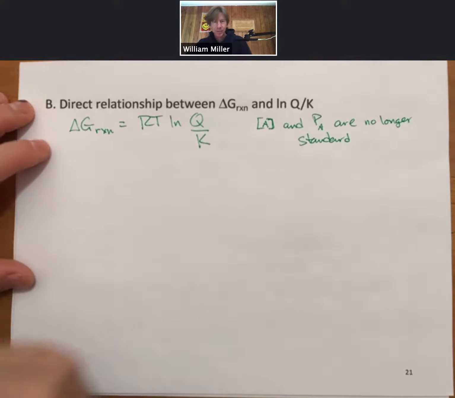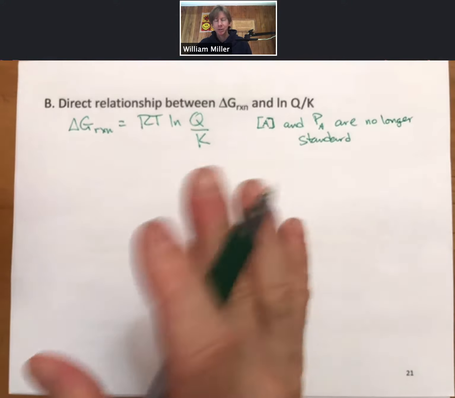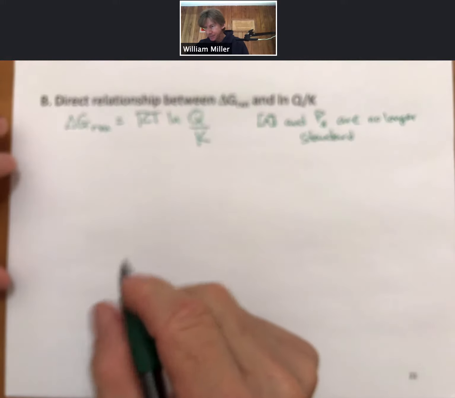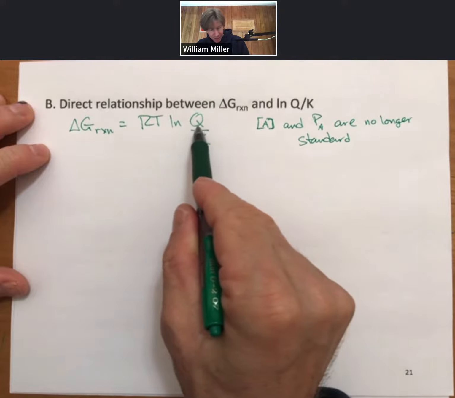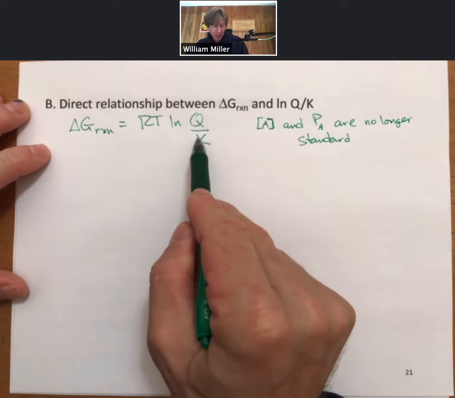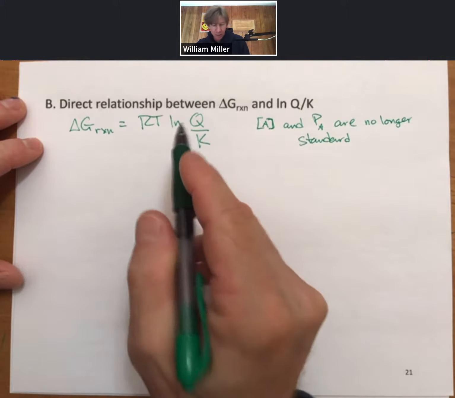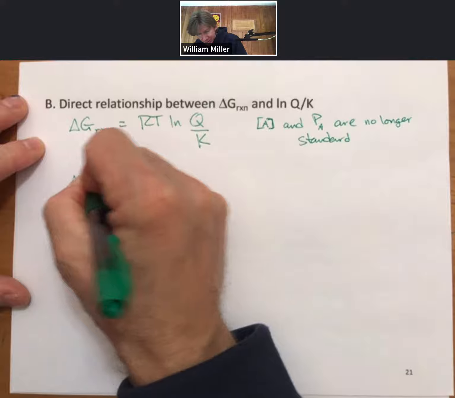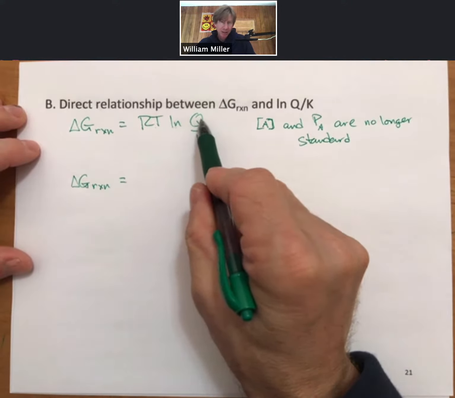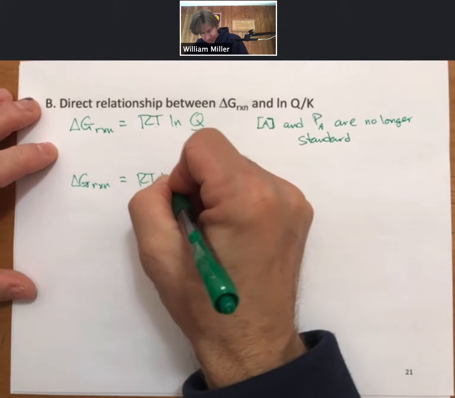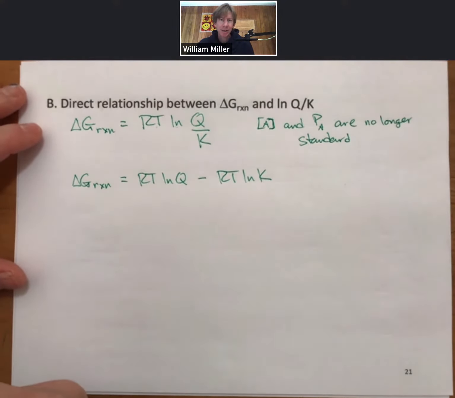That's why the not is gone. And we didn't take it away before because we didn't want too many delta G's running around. Okay. Now, we can break this down further because any two numbers that are divided inside the natural logarithm are subtracted outside. So delta G reaction equals RT ln Q minus RT ln K.